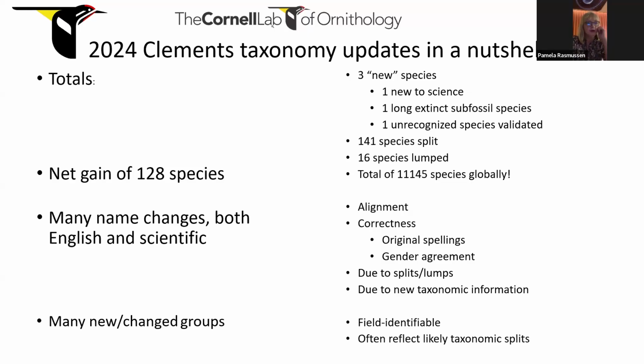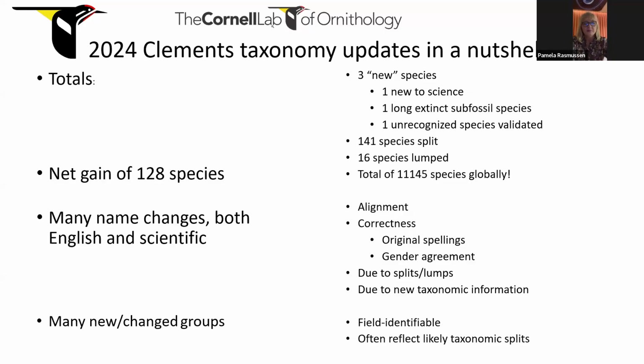And counting the species splits and the lumps, we end up with a net gain of 128 species globally, for 11,145 species globally. We also have a lot of name changes.